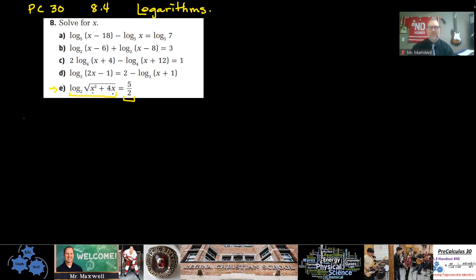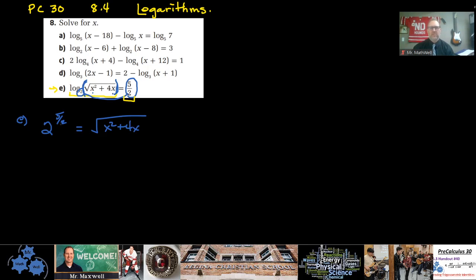So we start with the base, and we say 2 to the power of this number on this side, 2 to the power of 5 over 2, equals whatever we're taking the logarithm of here, all of this. So square root of x squared plus 4x. Okay, so we got rid of the log. It's just a regular equation now, so that's looking better.